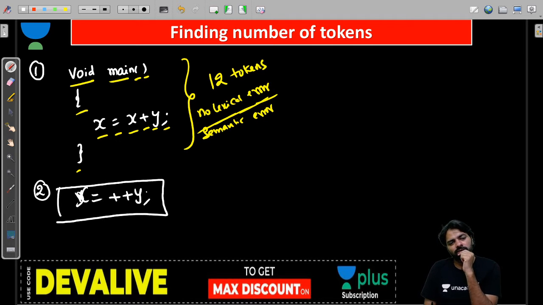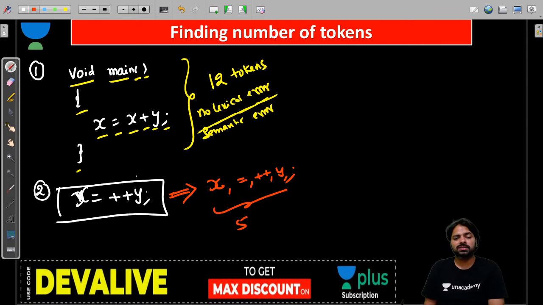Suppose this is your code: x is equal to plus y. How many tokens are there? x, equal, plus, y, semicolon. 5 tokens. Okay, 5 tokens.